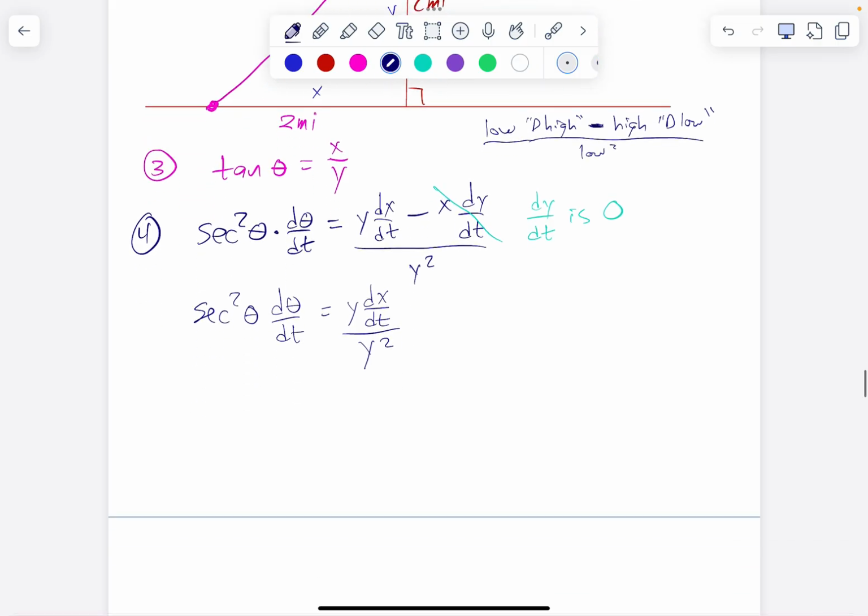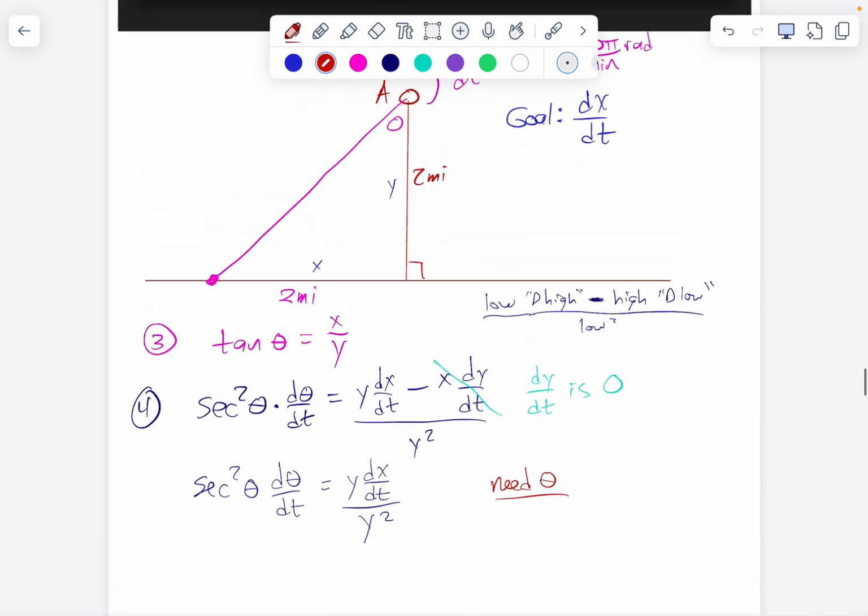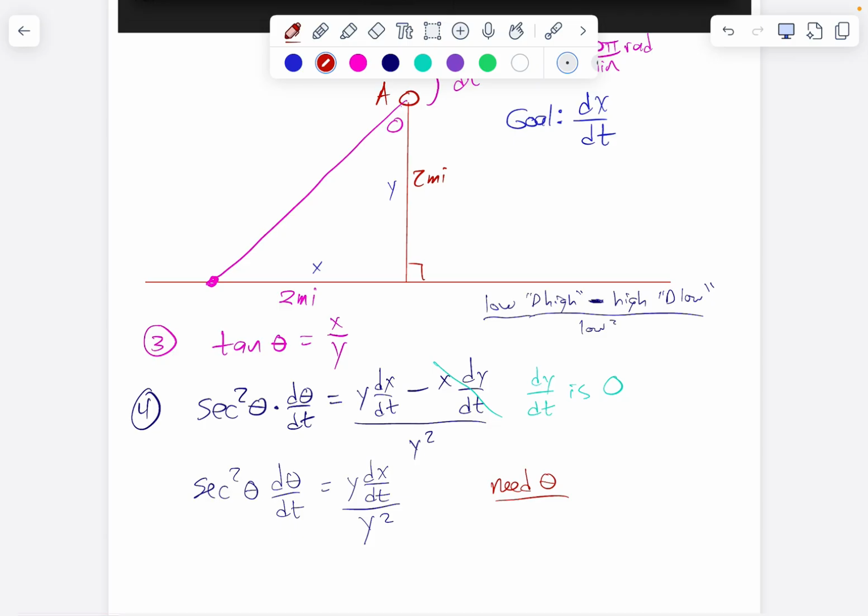So this whole term goes away, which is super nice. Now we could simplify that. The y over y squared becomes just y in the denominator. We're trying to find dx dt. We know d theta dt. We know y. We do not know theta. How do we get theta? At the moment that our picture is taking place right here, where it's 2 miles west maybe, and 2 miles out north to the sea. How do we get theta at that very moment?